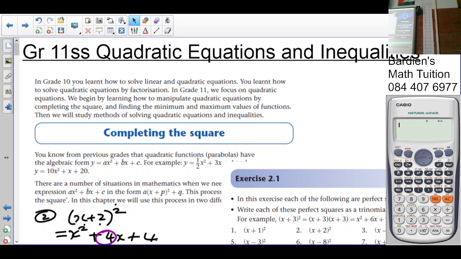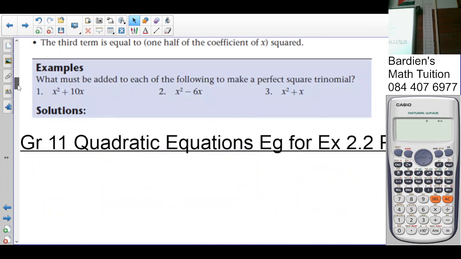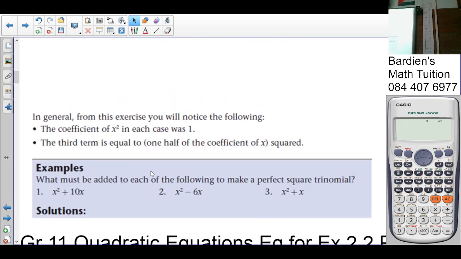Good afternoon, class. So today we're looking at quadratic equations and inequalities, and we're looking at the examples for exercise 2.2, and exercise 2.2 is on page 25. Okay.